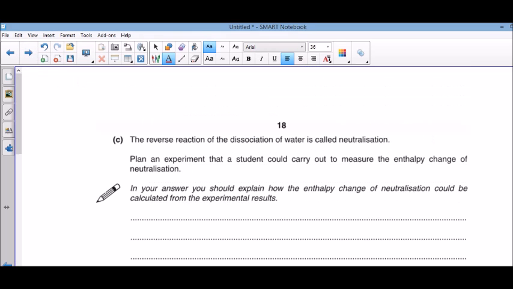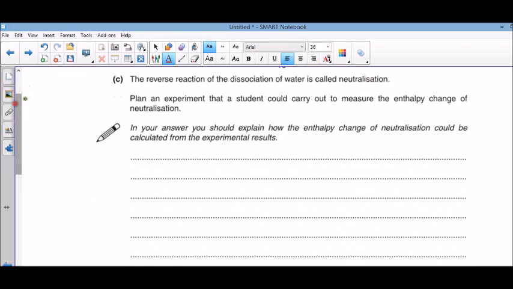I'm moving on then. So the reverse reaction of dissociation of water is called neutralization. And then we're going to plan this experiment to measure the enthalpy change of neutralization. Now this is quite a nice question, but people tend to get very thrown off by the number of lines and the freedom in this as well. So it's quite off-putting for a lot of people when they get to this question. So we're going to take this quite slowly.